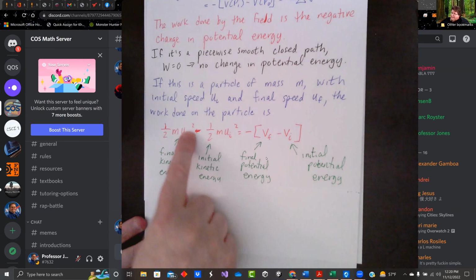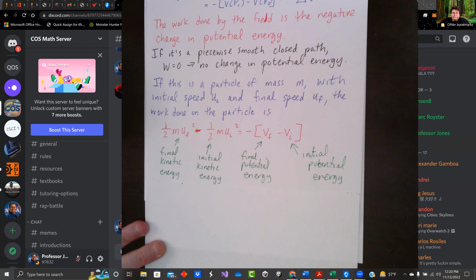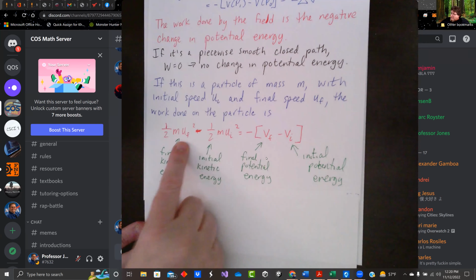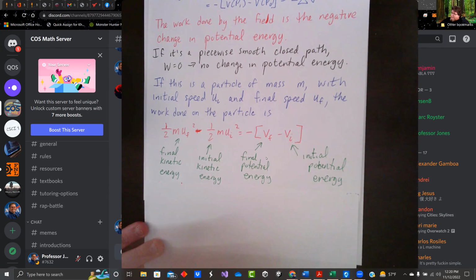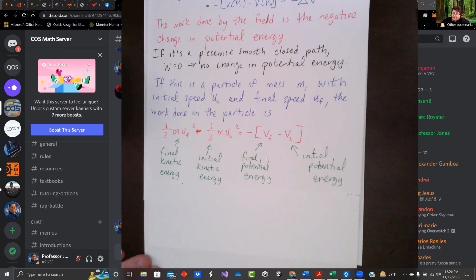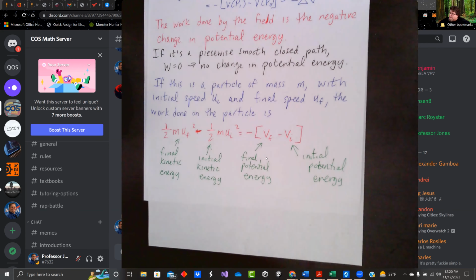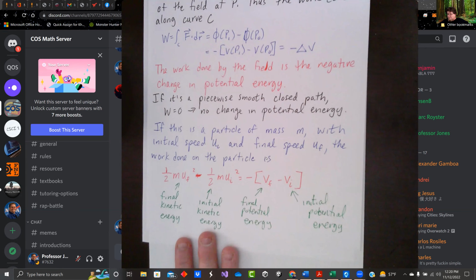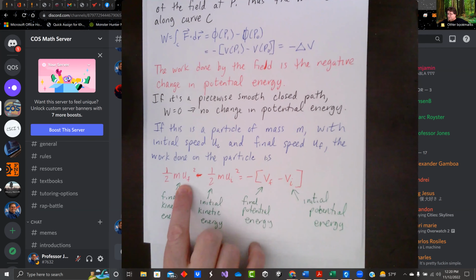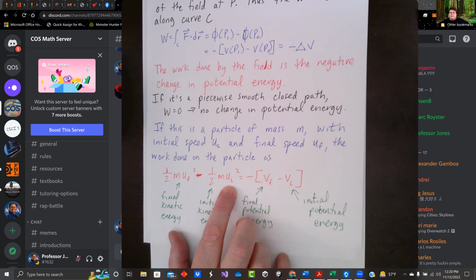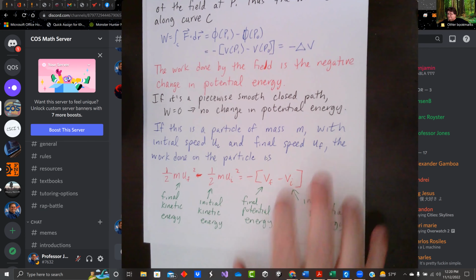So this one is the final kinetic energy, initial kinetic energy, final potential energy, initial potential energy. And these are velocities, u_f, u_i. I didn't use V because we have V over here.